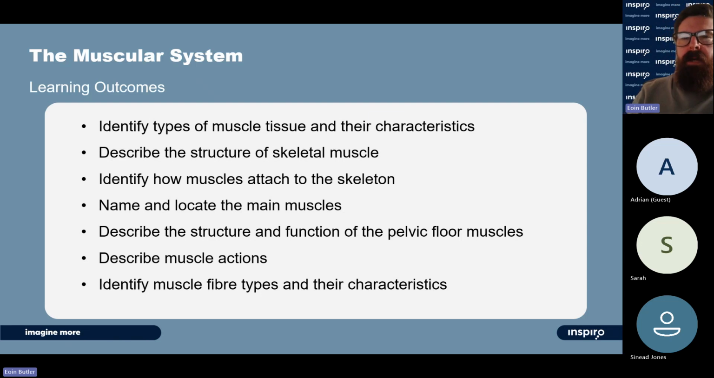When it comes to naming and locating the main muscles, I'll basically have an activity for you to do in your own time, because it's very difficult to do that via a Teams call. We'll then look at the structure and function of the pelvic floor muscles, describing muscle actions and identifying different muscle fiber types and their characteristics.